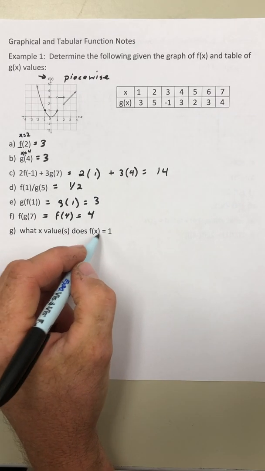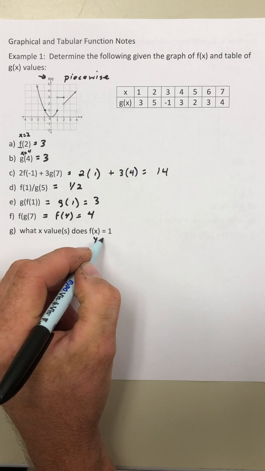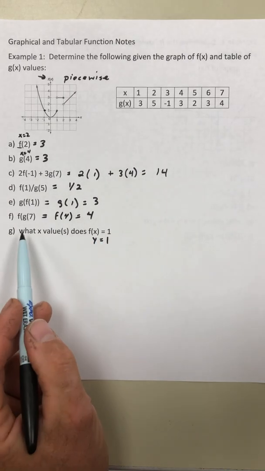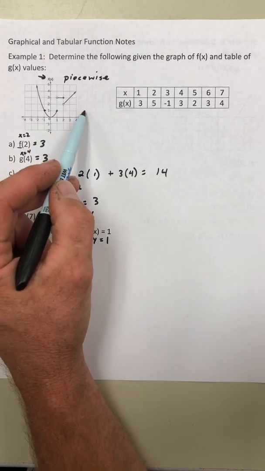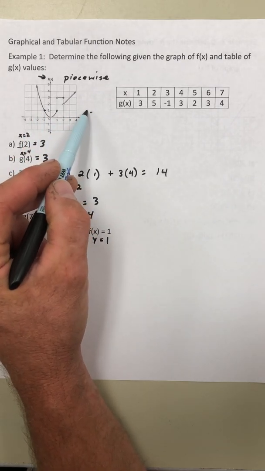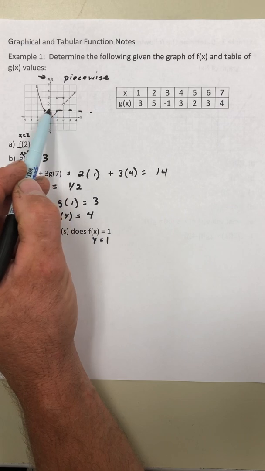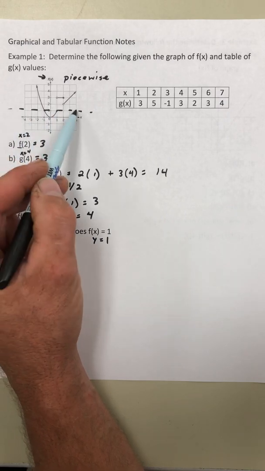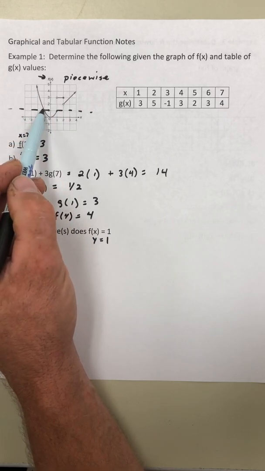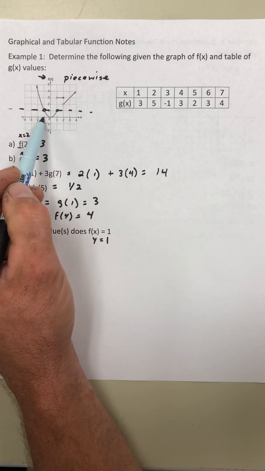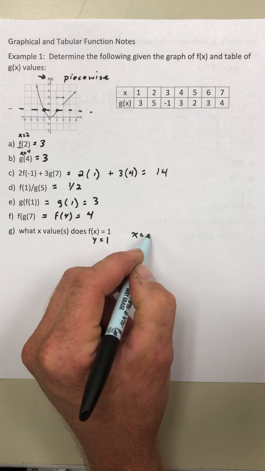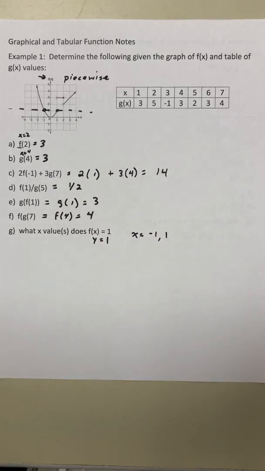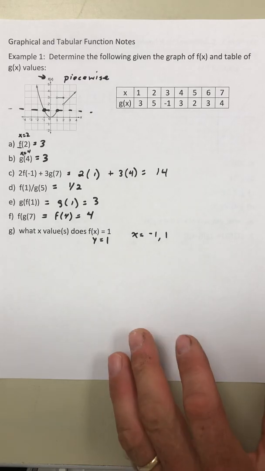So if you recall, f of x just means y equals 1. So it's asking us what x values does y equal 1. So if I come over here to my f function, here I can draw in a horizontal line to see where I intersect this graph. I'm going to see that I'm going to intersect twice at negative 1 and when x equals 1. So I'm going to intersect at x equals negative 1 and 1. Those are my x values where y equals 1.